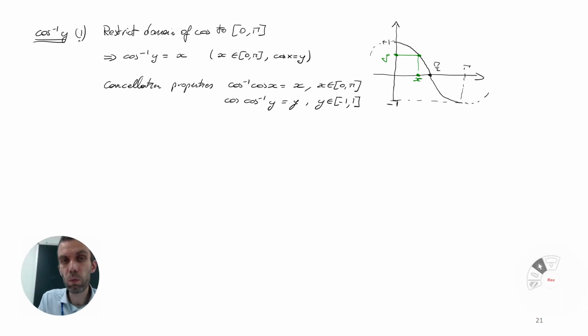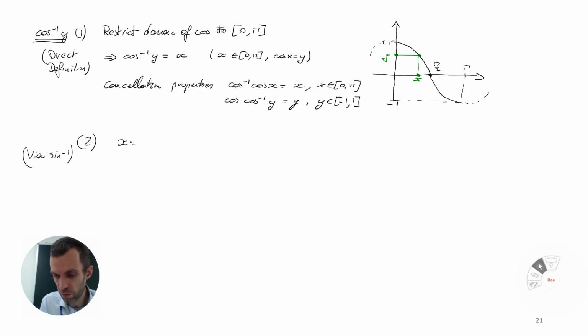So this is actually one definition. This is what I would call the direct definition. There's also another definition via the inverse sine. Let's have a look at how that goes. So let's start with the relation x is equal to cosine inverse of y. Then we know that y is cosine of x. Cosine x is sine of pi over 2 minus x.